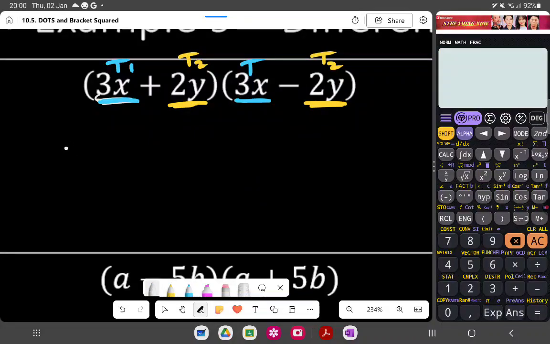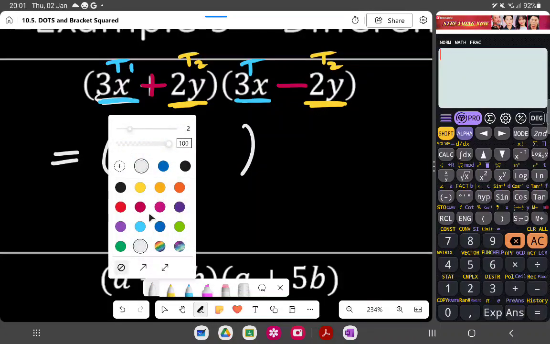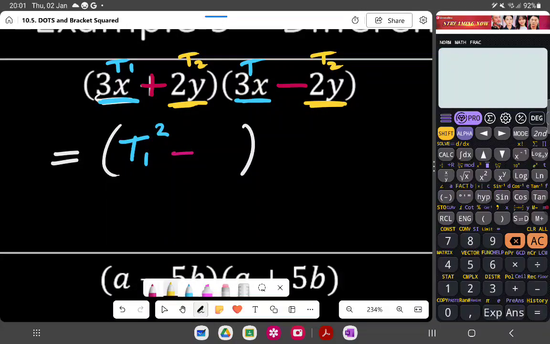According to dots, if you have this scenario where you have two identical brackets with a plus and a minus in the middle, you are going to have an answer that's term 1 squared minus term 2 squared. That is how you answer dots. Dots is term 1 squared minus term 2 squared. This is possible because term 1 is the same in both and term 2 is the same in both.